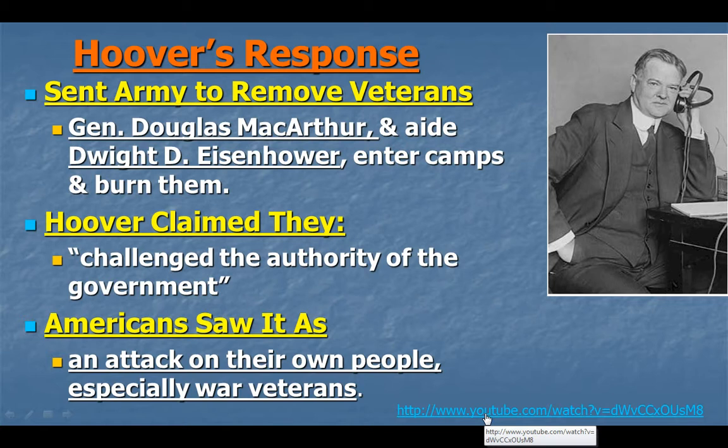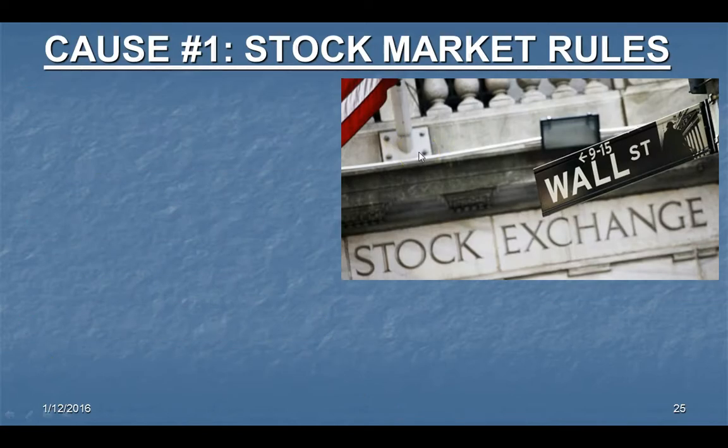General Douglas MacArthur and Eisenhower, his aide, are sent in with the United States military to burn the camps down. It gets violent. It gets put in the nation's newspapers and media. It's seen in film, in theaters, not TV at this point in time, but it's seen in theaters, in little newscasts that happen before the main show. And basically, Hoover is claiming that they are challenging the authority of the government. And what the common average American saw was that this was an attack on their own people, on common people, especially war veterans, and it looked bad. Very discrediting for him and the Republican Party, and it's going to very much hurt in the coming election of 1932. Make sure you watch that Bonus Army clip.